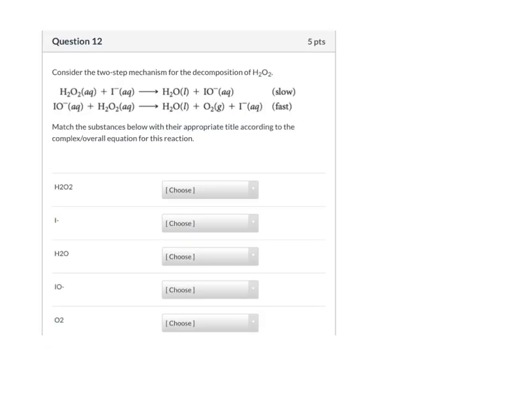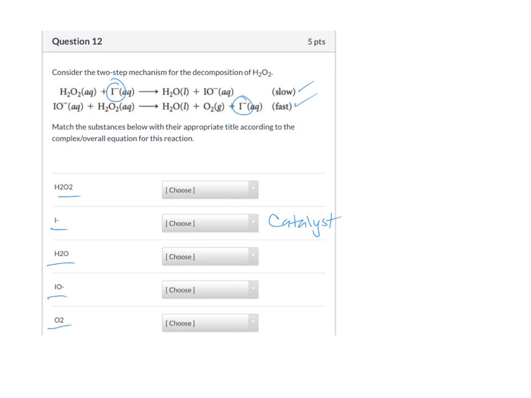Question 12. Consider the two-step mechanism for the decomposition of H2O2. Now here we have a two-step process. And in this process, all we're looking at is trying to figure out what these are by definition. So is it a product, a reactant, an intermediate, or a catalyst? So since I minus is present in the beginning and at the end, it is a catalyst. So we start with it and it's spit out at the end unused, essentially.